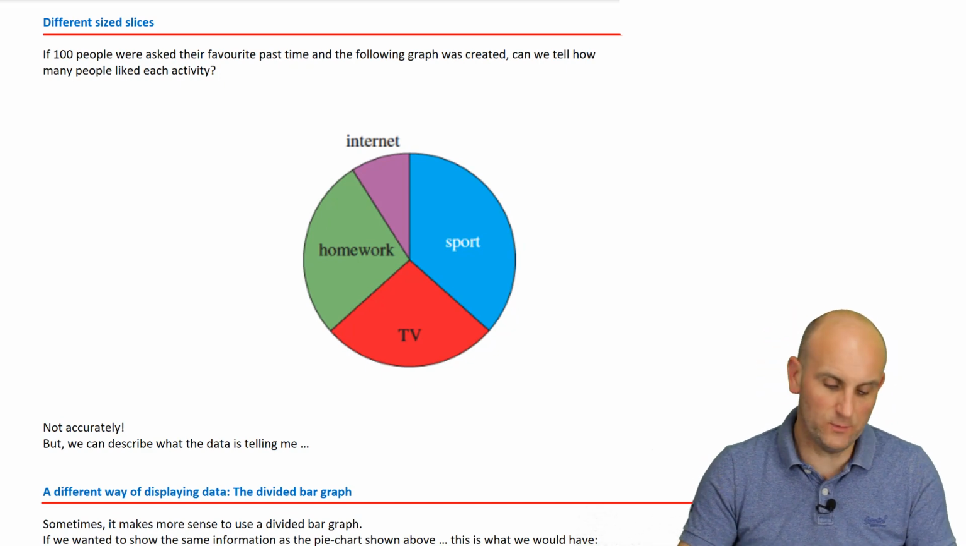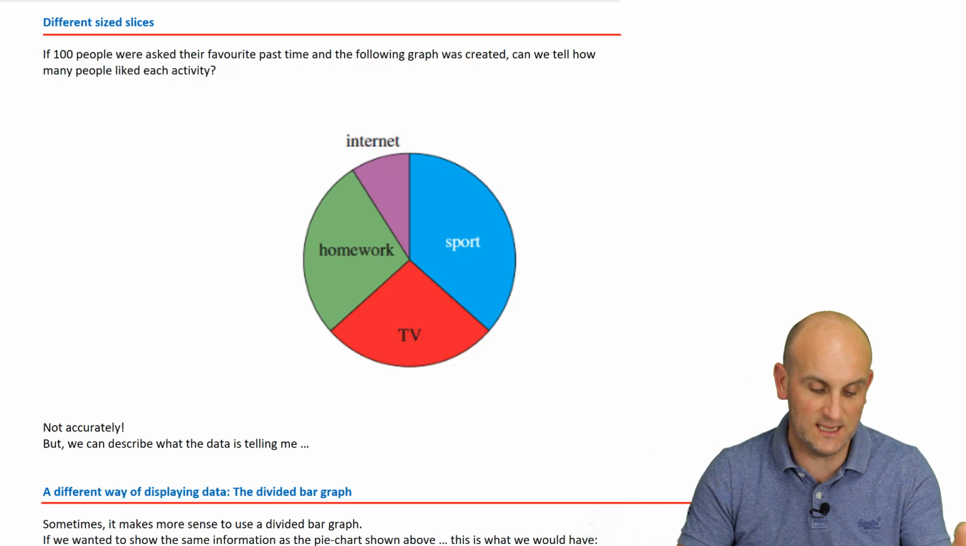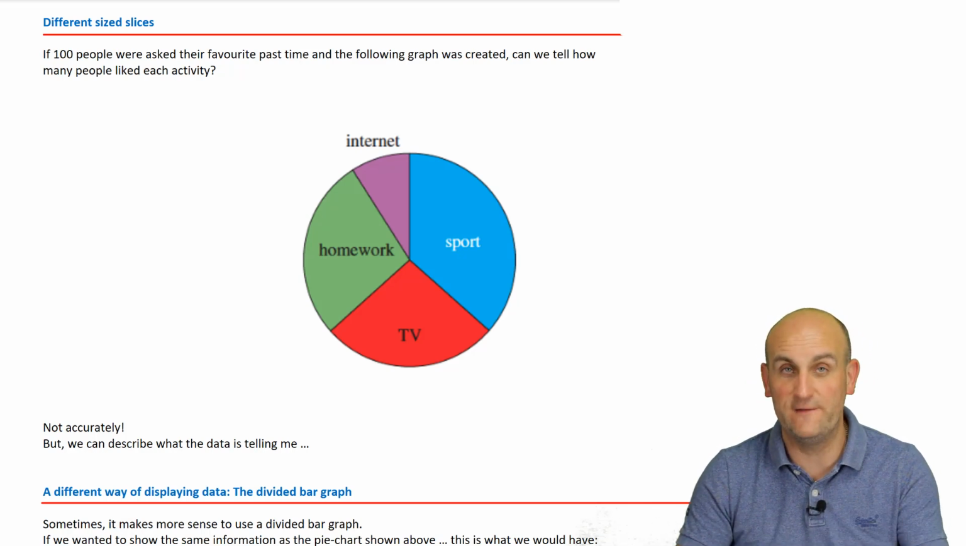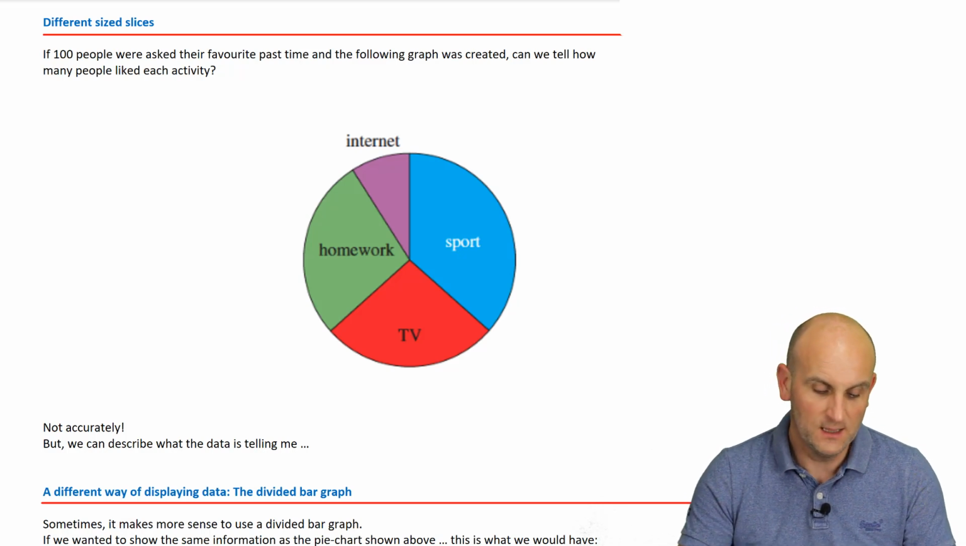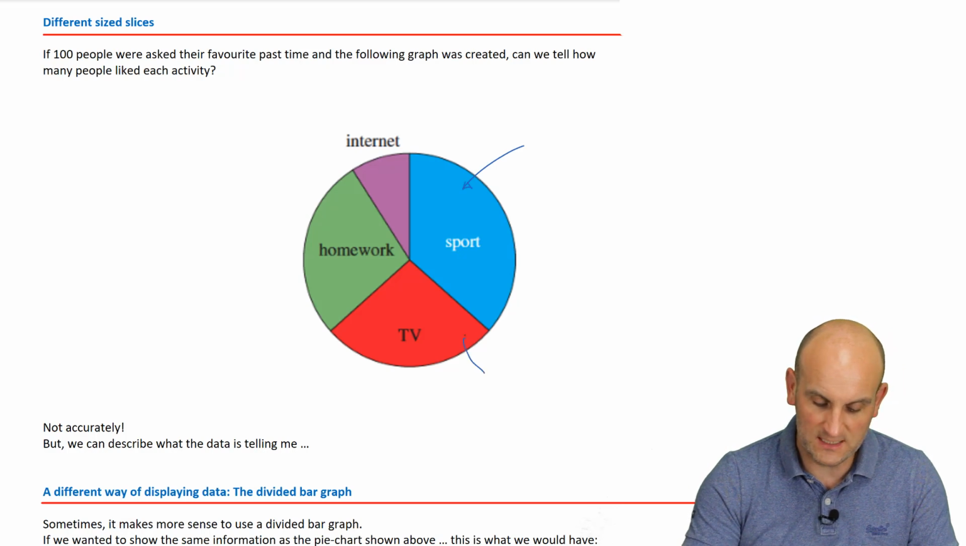Looking at that pie chart, we have sport, TV, internet, and homework. So a number of students, let's say 100 students, were asked what they do at home as a pastime, what their favorite pastime is. And a pastime is just like a hobby or something that they do. So what did we get? So obviously the 4 different responses were sport, they were TV, they were homework, and they were internet.